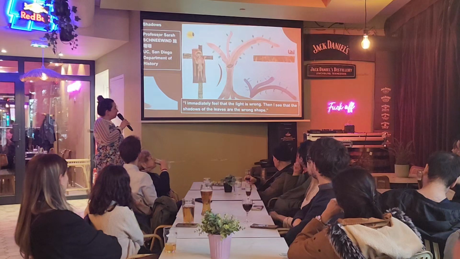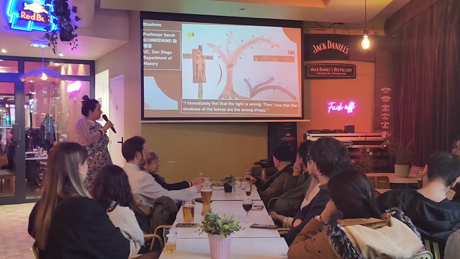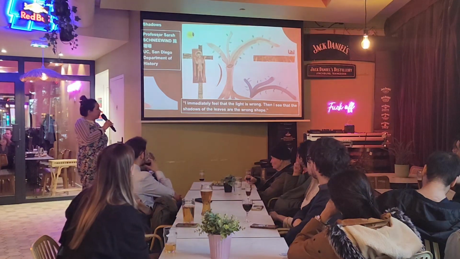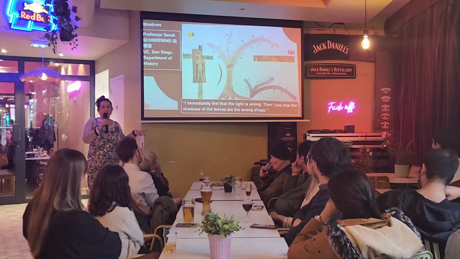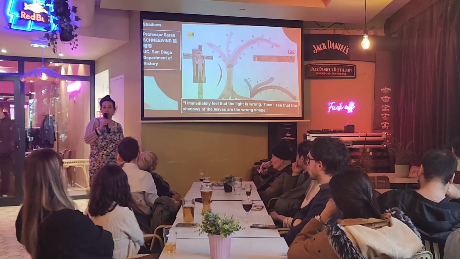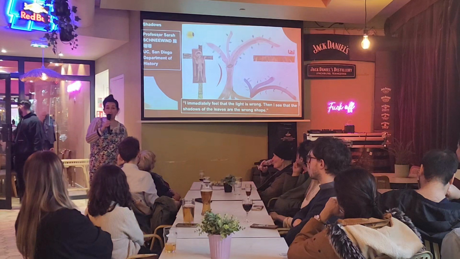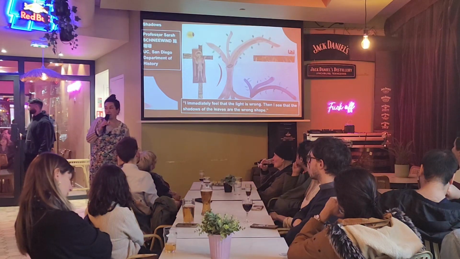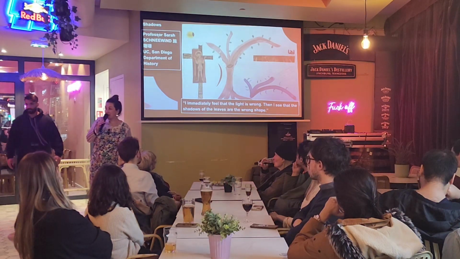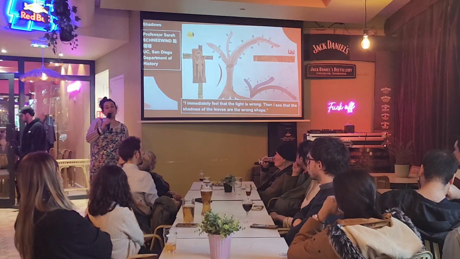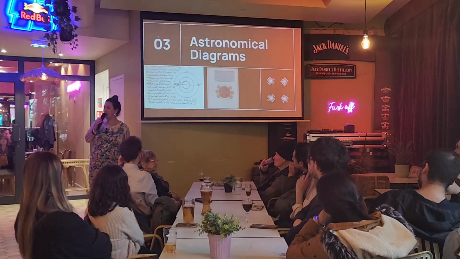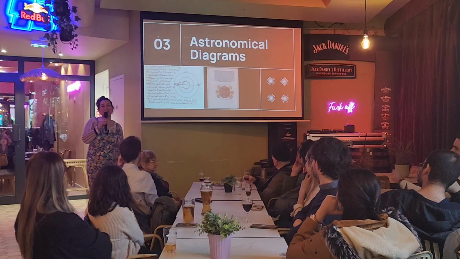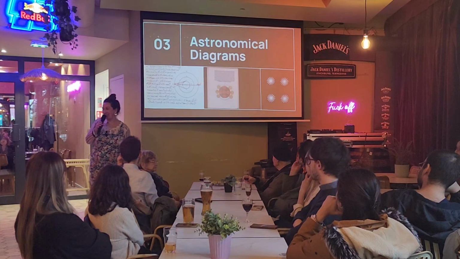So she says, I immediately feel that the light is wrong. Then I see that the shadows of the leaves are the wrong shape. She also included this religious element, which, of course, when we talk about medieval societies, religion will be part of the interpretation of such phenomena. So these are the kind of images that are not diagrams, but you can get. So now, yes, let's focus on astronomical diagrams.